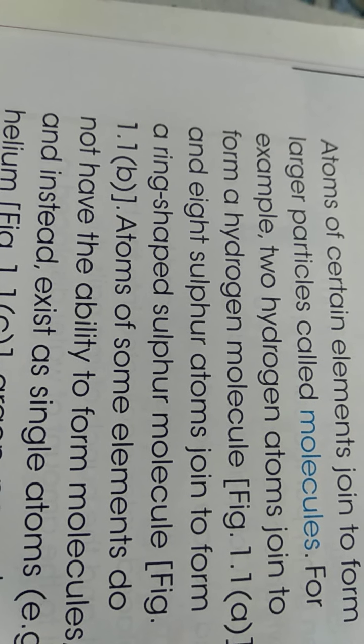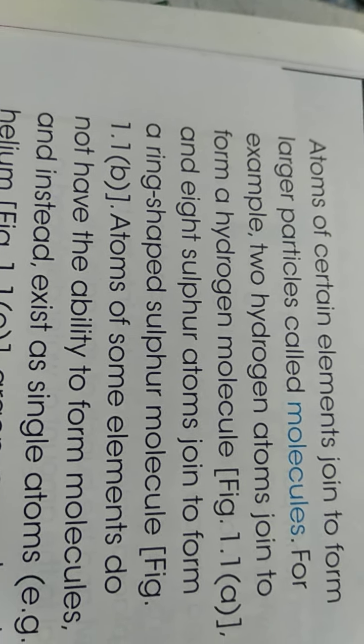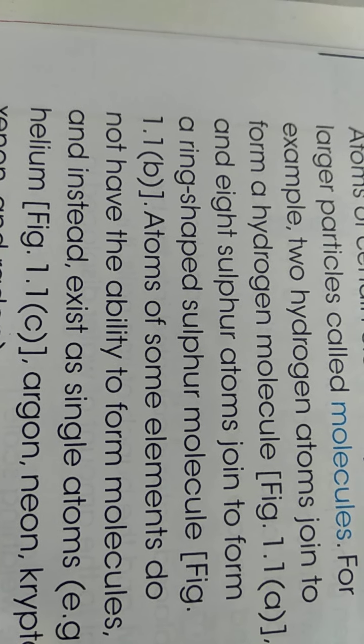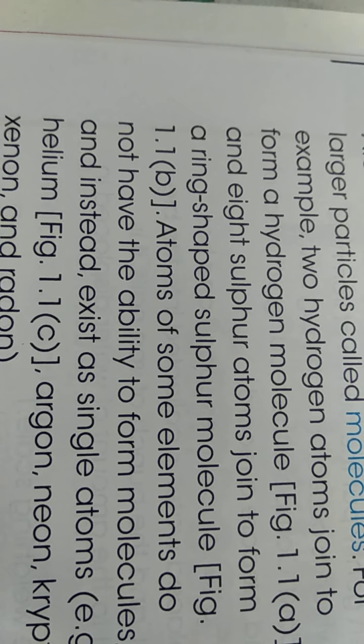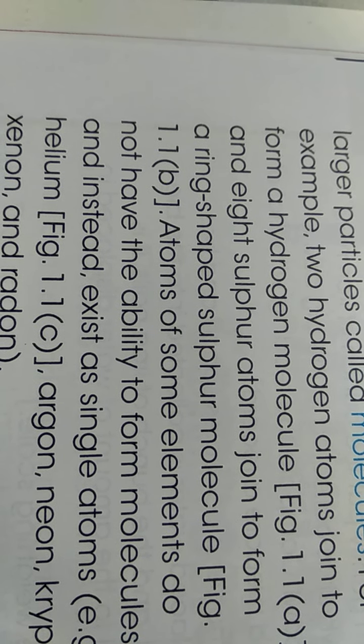Atoms of certain elements join together to form larger particles, which are known as molecules. So, the definition of a molecule is that when many atoms combine together, they form a molecule. For example, when two atoms of hydrogen join together, they form a hydrogen molecule. And 8 sulfur atoms combine to form a ring-shaped sulfur molecule.